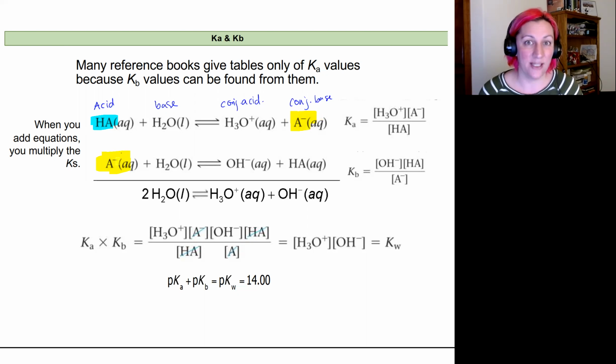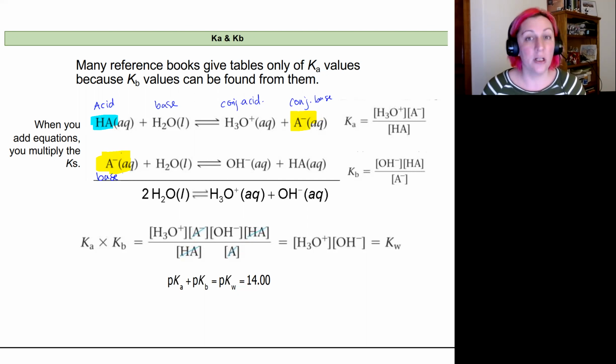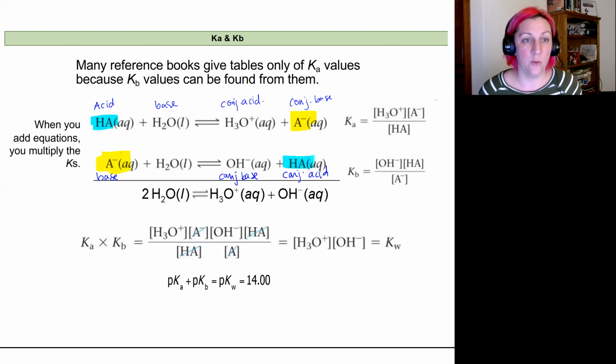Well, it'll react with water, right? So this will be my base. It'll react with water and it'll produce a conjugate base and a conjugate acid. Well, that conjugate acid that's produced was the acid that I already evaluated for my acid dissociation reaction. So it's kind of like flipping the equation, right?